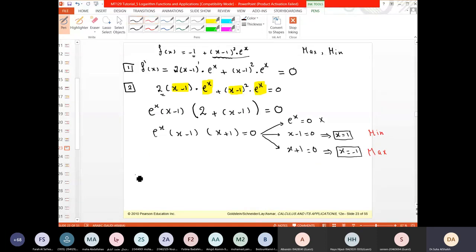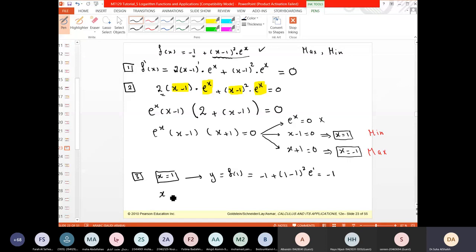I remain with step number 3, which is to find the y part. When x is 1, y will be f at 1. F at 1 means this. We substitute in the function. It will be minus 1 plus (1 minus 1) squared e to the power 1. So the answer is minus 1.